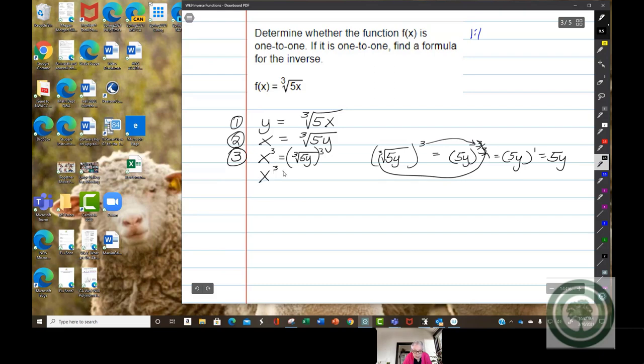So, x to the 3rd equals 5y. Solve for y. Divide by 5. Divide by 5. So we have accomplished step 4. x to the 3rd over 5, which is the same thing as 1/5 x to the 3rd, equals y. And so step 5, let's move it over here so it's more visible.